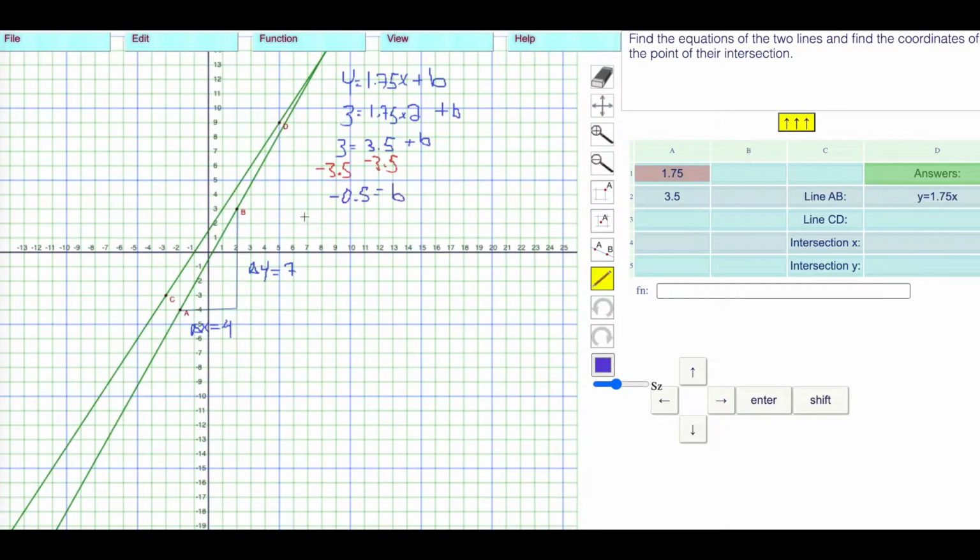And does that make sense? Yeah, it looks like -0.5. We get 1.75x minus 0.5. I'm going to put my -0.5 here in the b.